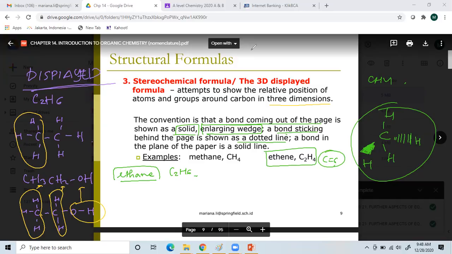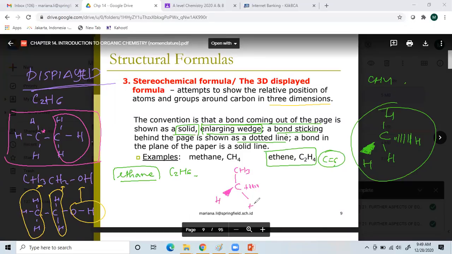So how do you do this? Okay, let's see ethane here. Because you want to build a 3D formula, you can just make it for one C. So let's say I want to pick this C. I want to show the 3D formula for this C. So this is how we draw the ethane molecule. For example, this is CH3, this is H, this is H, this is H. So please remember this is a tetrahedral structure.